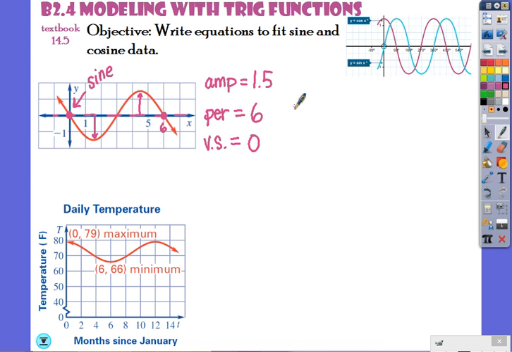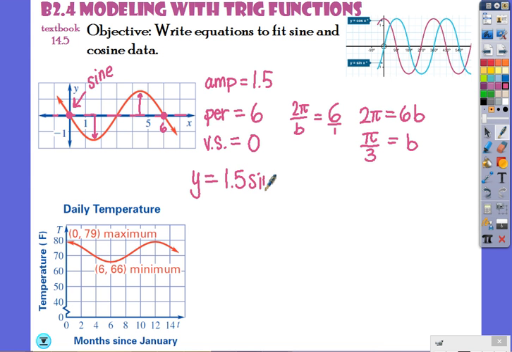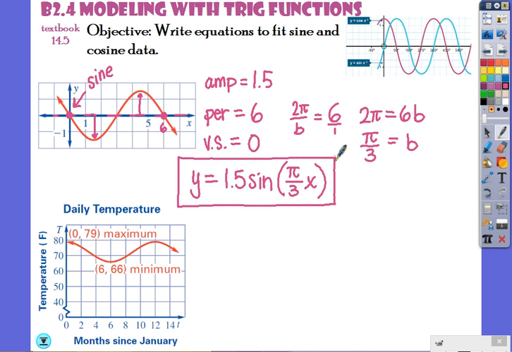Remember the period for sine is 2 pi over b, and we want our 2 pi divided by whatever b is to equal 6. You could call that 6 over 1 and cross multiply. If you divide by 6 and you reduce, we're going to get our b equal to pi over 3. So I think that's enough to write our equation. So we've got y equals, the amplitude is 1.5, sine of our b value times x plus 0 if you want. And that's the equation that would fit that curve.